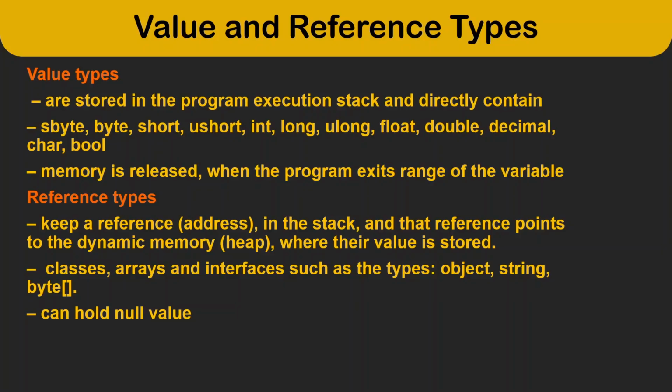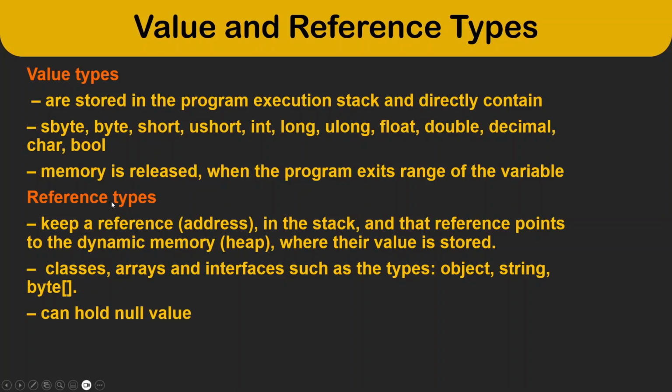Data types in C# are of two types, value and reference. Value types are stored in the program execution stack and directly contain their value. Value types are the primitive numeric types, character type, and the Boolean type. Like for example, those types.